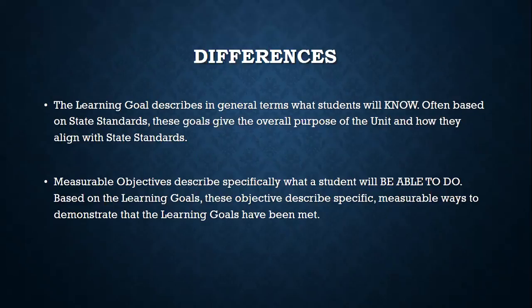So as you can see with our learning goals, we're just describing overall what students will know. Versus measurable objectives, we're specifically describing what students will be able to do. So they're two completely different things, and sometimes we combine them and we mistake them for the same thing. But as you can see here, they're two completely different concepts. So it's important to know the difference.